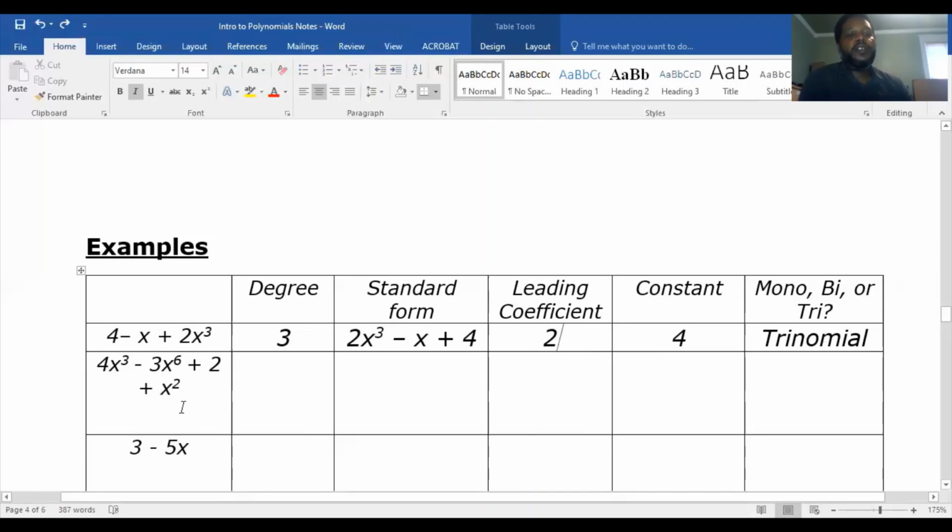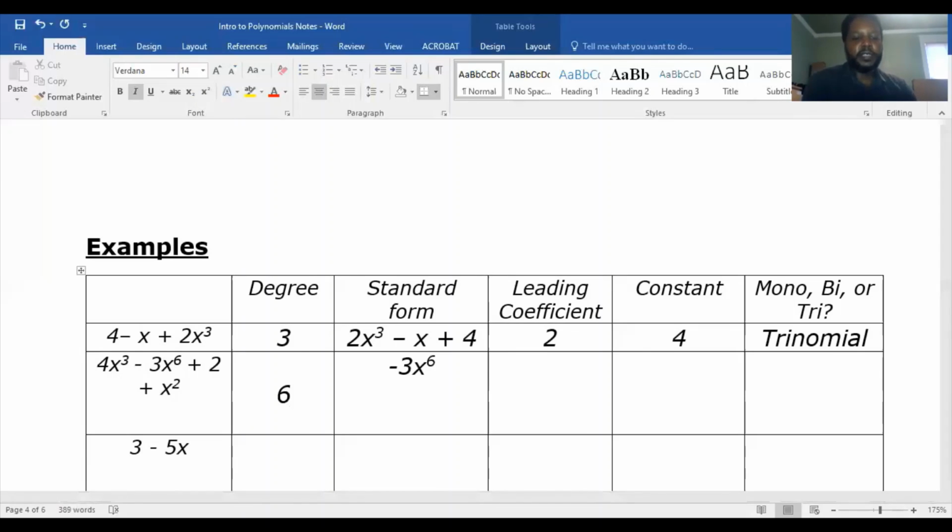All right, what about this one? What about this polynomial? What is the highest degree that we have in this polynomial? What's the highest exponent that we have? 6. Perfect. So that's the degree. Okay, so when we put it in standard form, that means that term with the 6 has to come first, right? So I have to put negative 3x to the 6th.